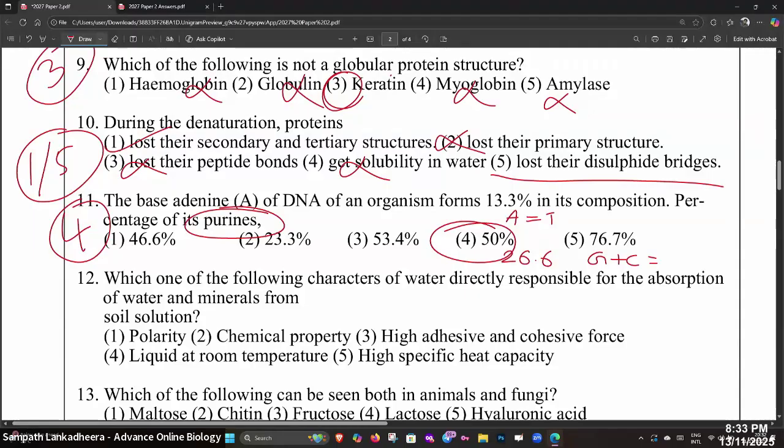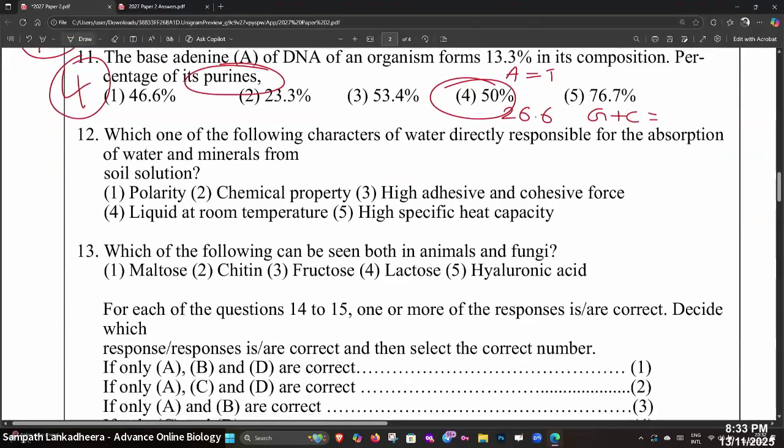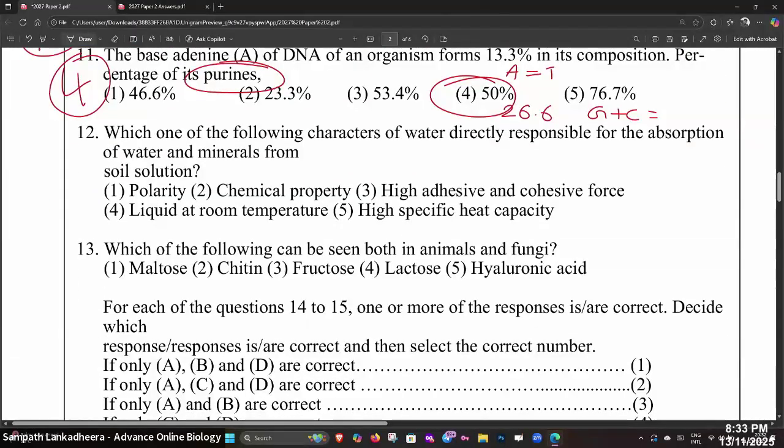Question number 12. Which one of the following characteristics of water is directly responsible for the absorption of water and minerals from soil solution? Polarity, chemical property, high adhesive and cohesive force, liquid at room temperature, high specific heat capacity. What do you take, people? The third one is better. Adhesive and cohesive features you can take.